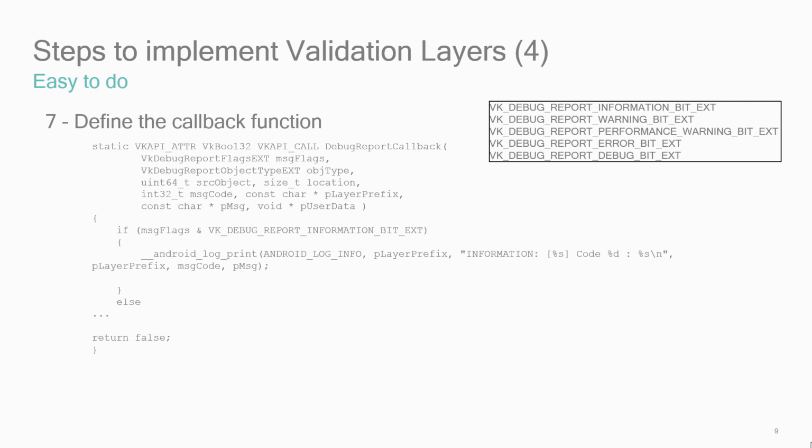Both warnings and errors are worth your time to investigate. Also, take note that the callback function returns a Boolean that is returned to the layer. Returning true tells the layer to stop. Returning false tells the layer to continue its reporting. And then at teardown, don't forget to destroy the callback function using the function pointer you got earlier.